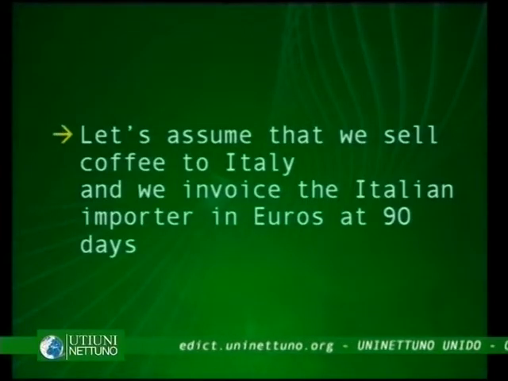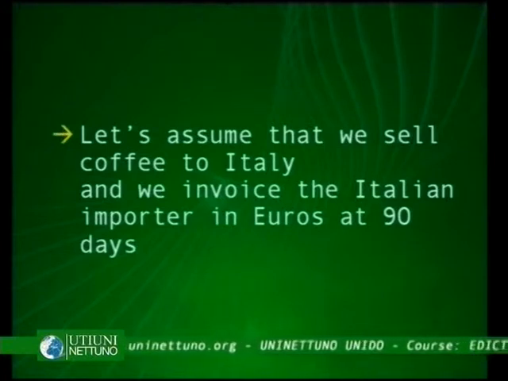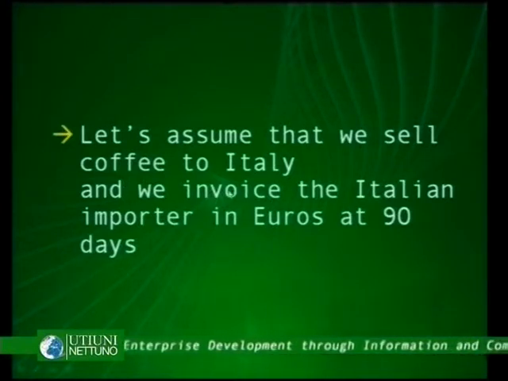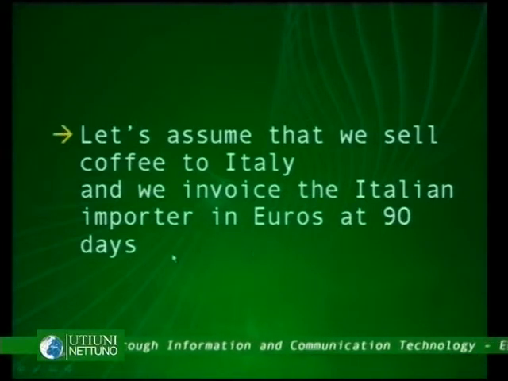So now, just as one example, let's go through a possible transaction. Let's assume that we sell coffee to Italy and we invoice the Italian importer in euros at 90 days. This is what we intend to do: sell some coffee to an Italian company and give the company the possibility of paying us after 90 days.